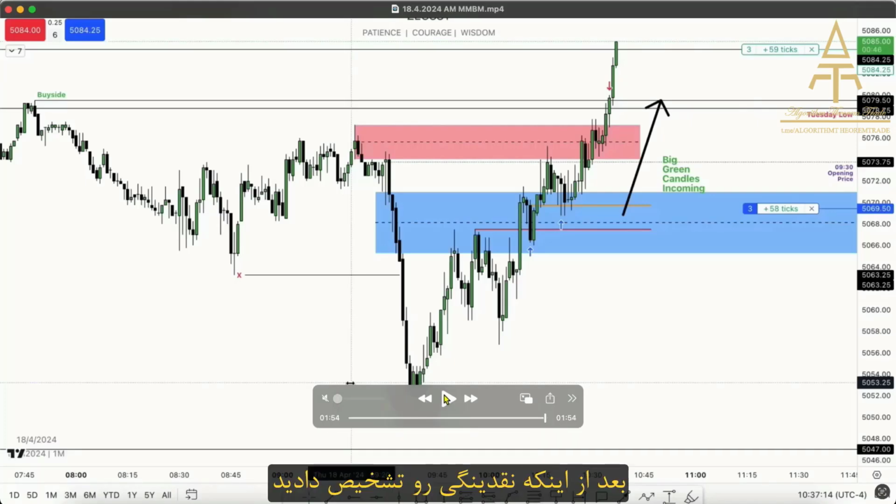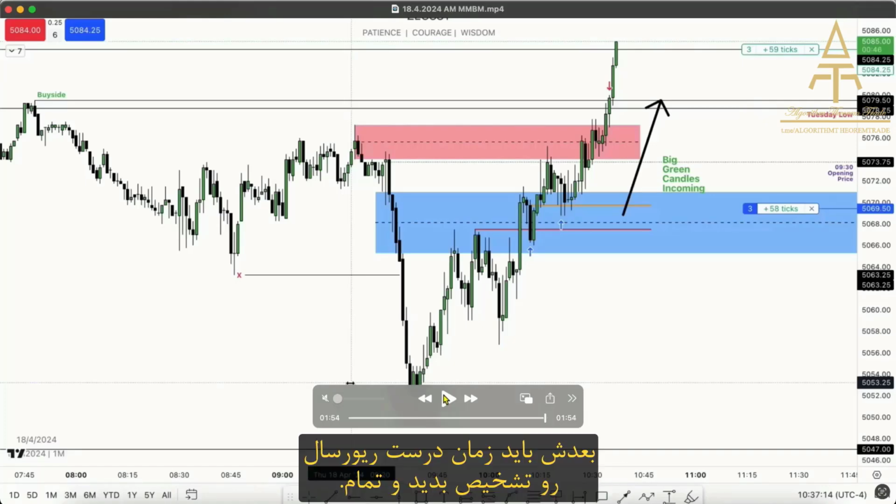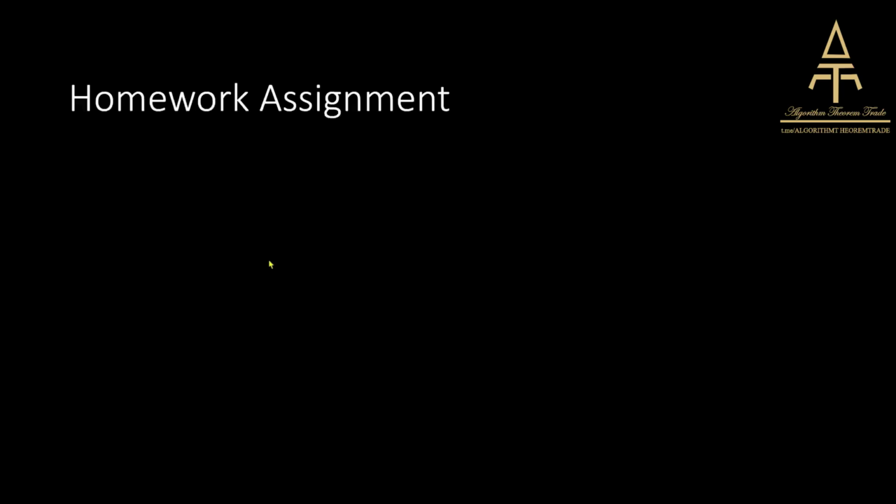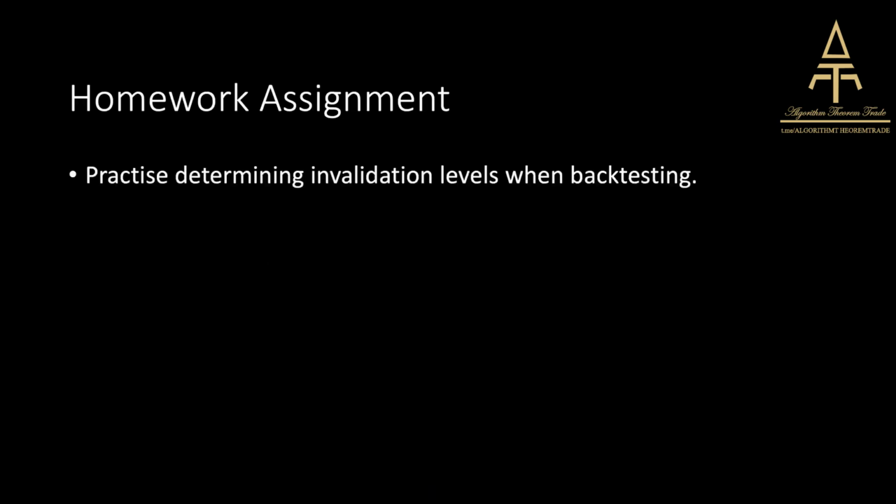Entering is the easiest part. You need to understand the draw on liquidity, and when that is clear, all it takes is recognizing the reversal and pressing buy or sell on the demo account, of course. I want to give you a homework assignment to finalize this lecture. I want you to practice determining invalidation levels when backtesting.